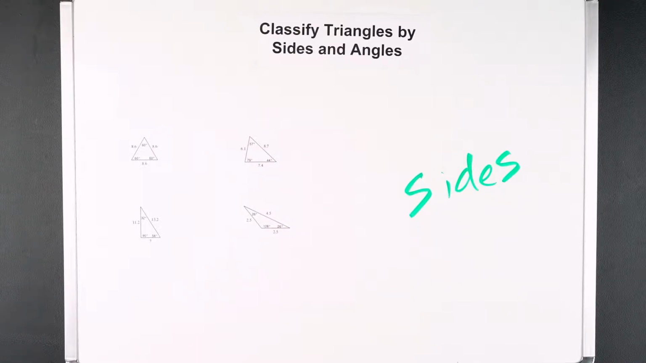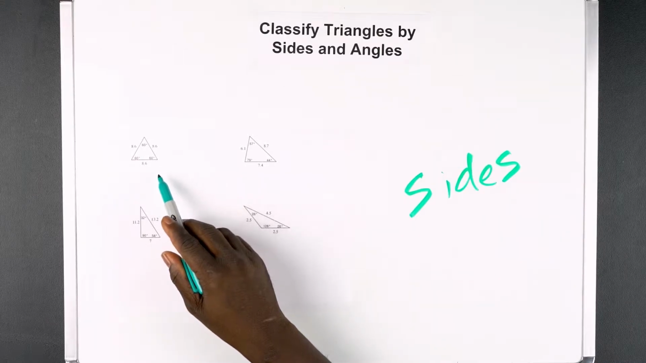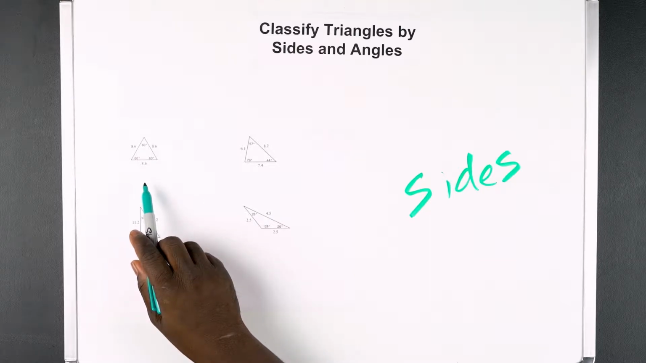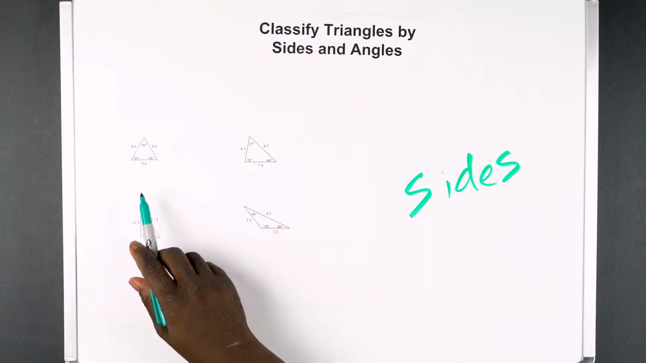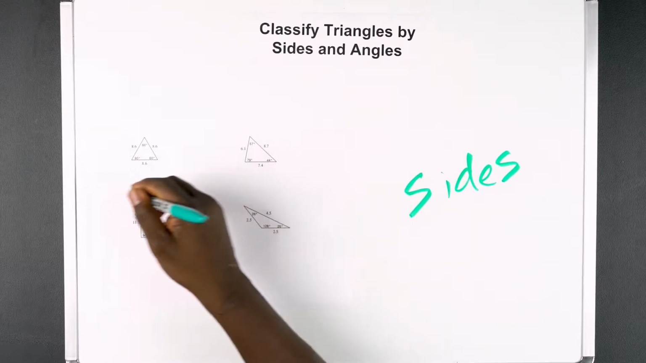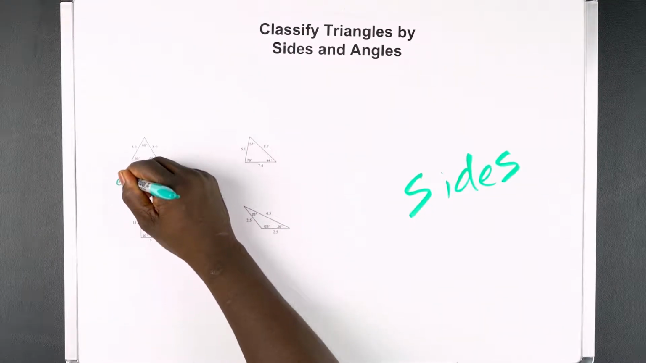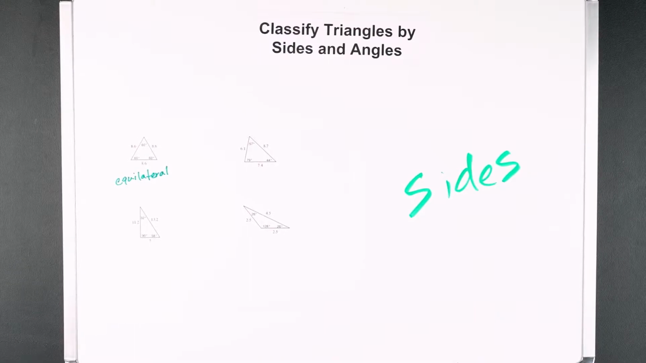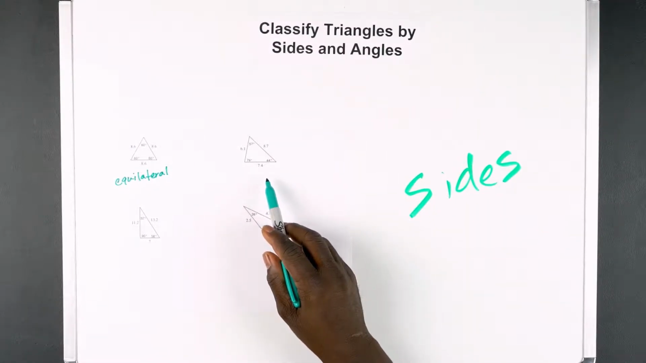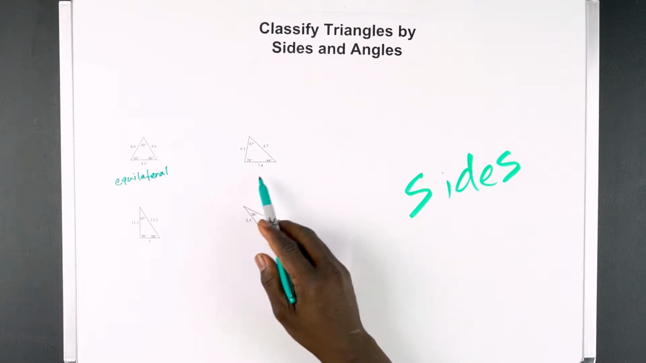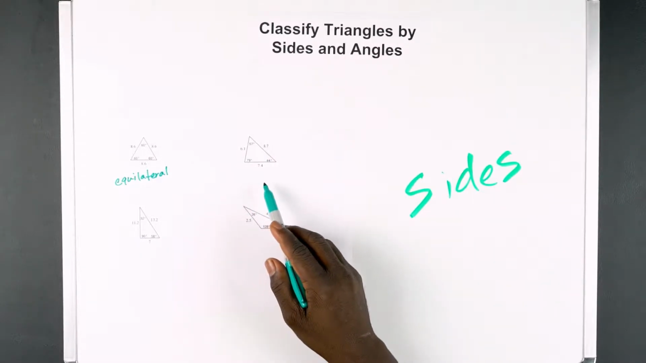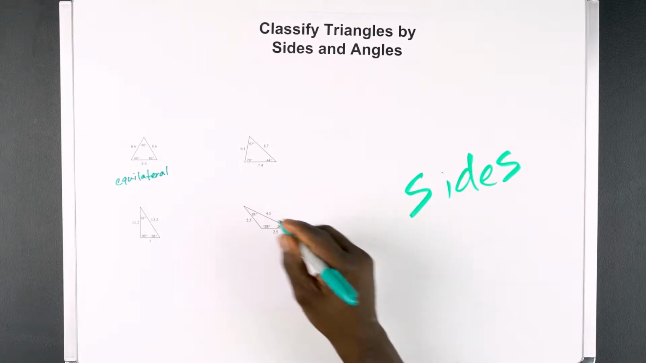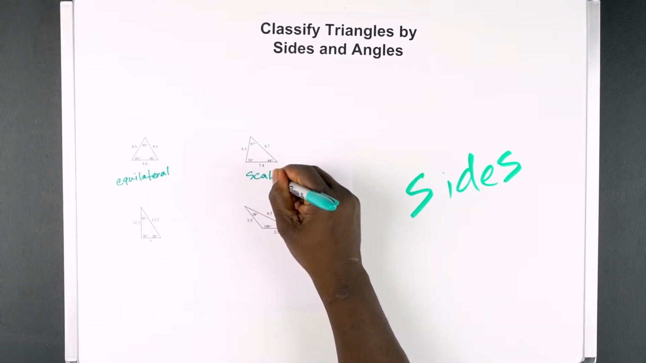Let's take a look at the first triangle here on the top left. If you notice, all of the sides of the triangle measure 8.6. In that case, we would call this an equilateral triangle. Okay, let's take a look at the second triangle. Notice that we have all the side lengths different, 6.1, 7.4, and 8.7. In this case, we're going to call this a scalene triangle.